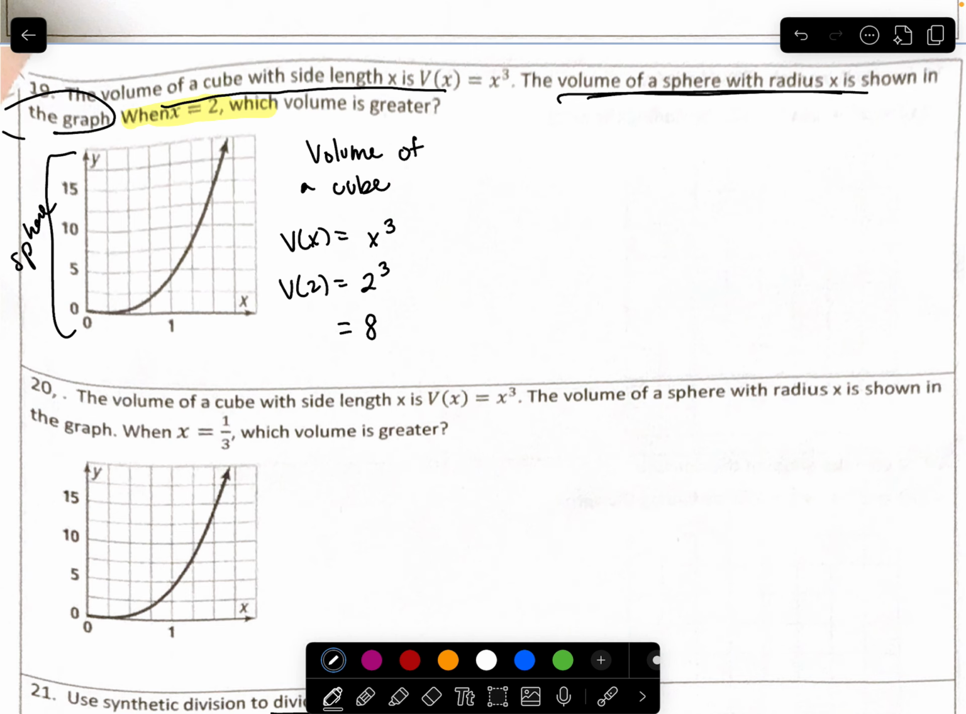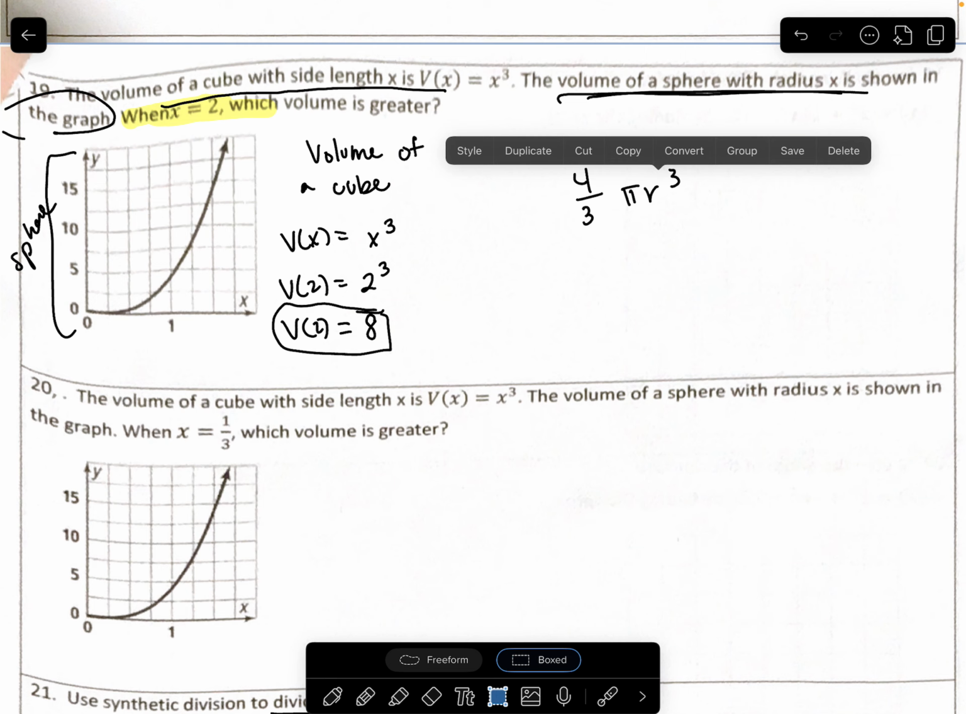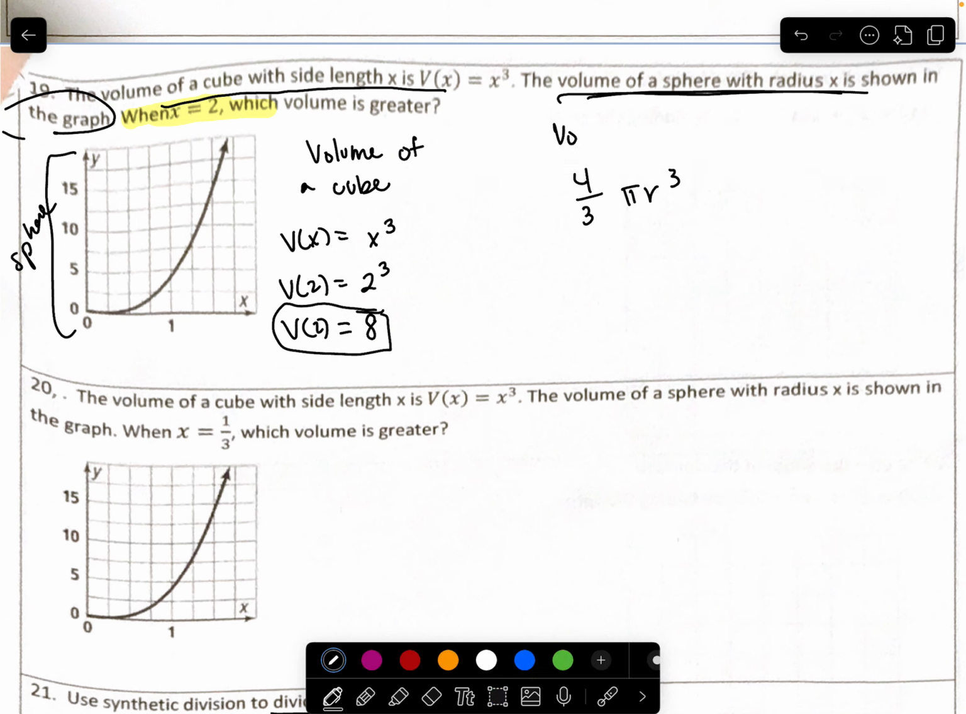So our volume when x equals 2 is 8. Now we have to figure out, is that greater than or less than the volume of a sphere? So our sphere is 4 over 3 pi r cubed. So this is the volume of a sphere. I should probably label that. Yes, you do have to deal with fractions.